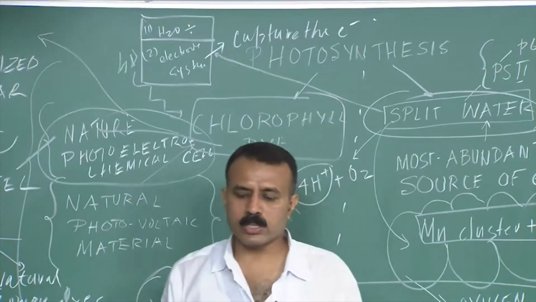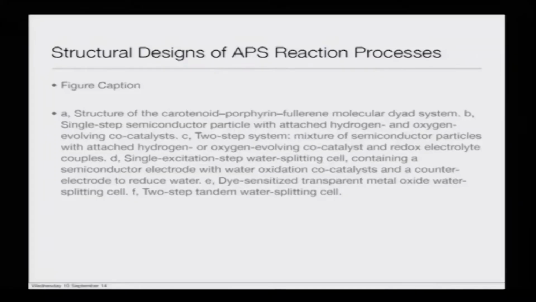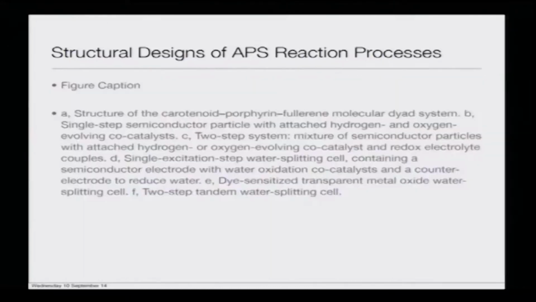So, the last two, D, E, F, what you see is essentially the electrode system that has been developed. A single excitation step water splitting cell contains a semiconductor electrode with a water oxidation co-catalyst and a counter electrode to reduce water. So, you have both the things. On one electrode you are oxidizing the water, and on another electrode you are reducing the water. Then you have the dye-sensitized transparent metal oxide water splitting cell and the two-step tandem water splitting cell. These are some of the examples of it.